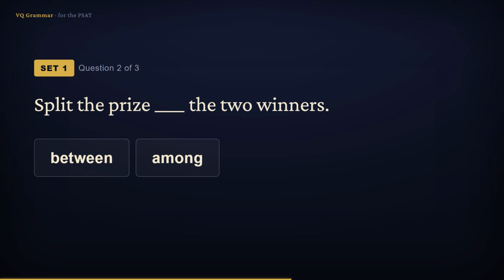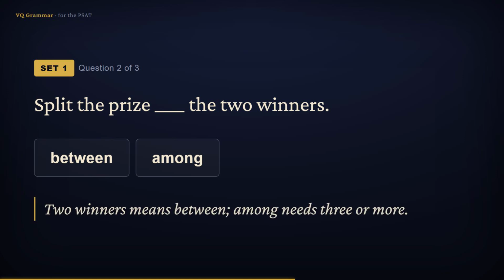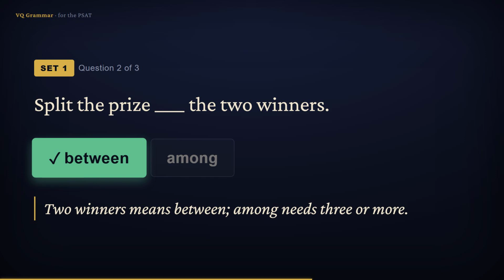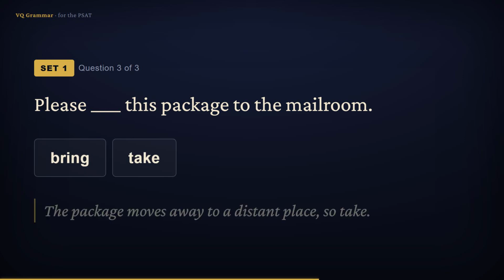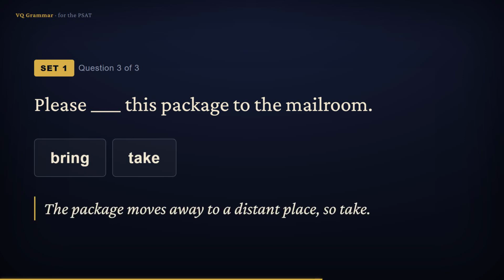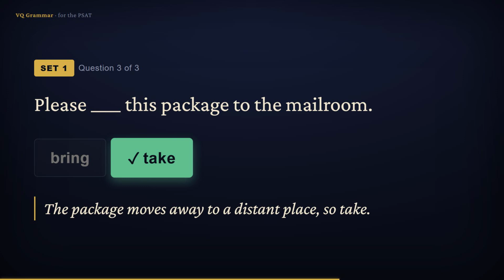Split the prize blank the 2 winners. Count them. There are 2 winners, exactly 2. 2 calls for between. Among would need a group of 3 or more, so the answer is between. Please blank this package to the mailroom. The package is going away from the speaker, off to a more distant place, the mailroom. Carrying away is take. Bring would mean toward the speaker, so the answer is take.